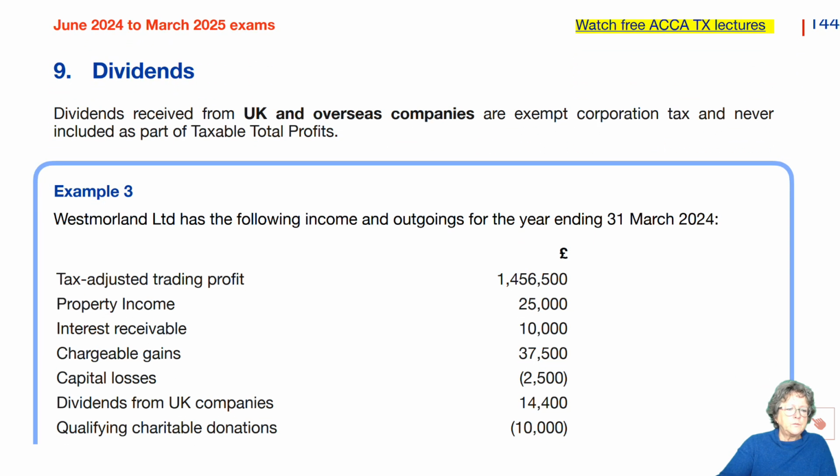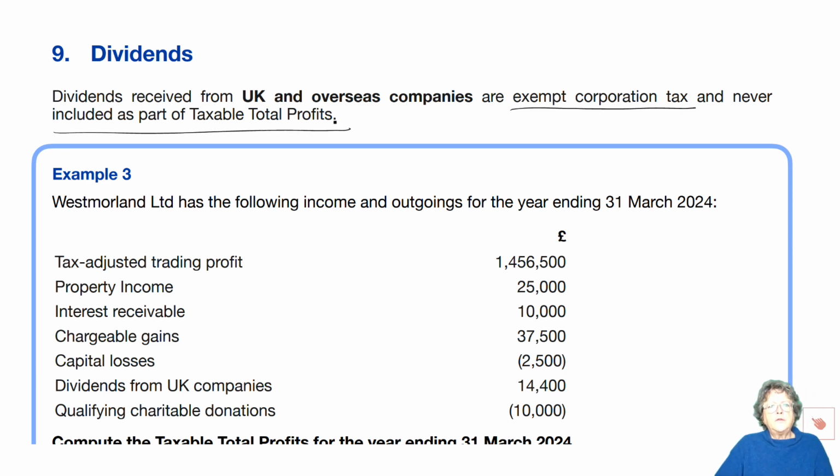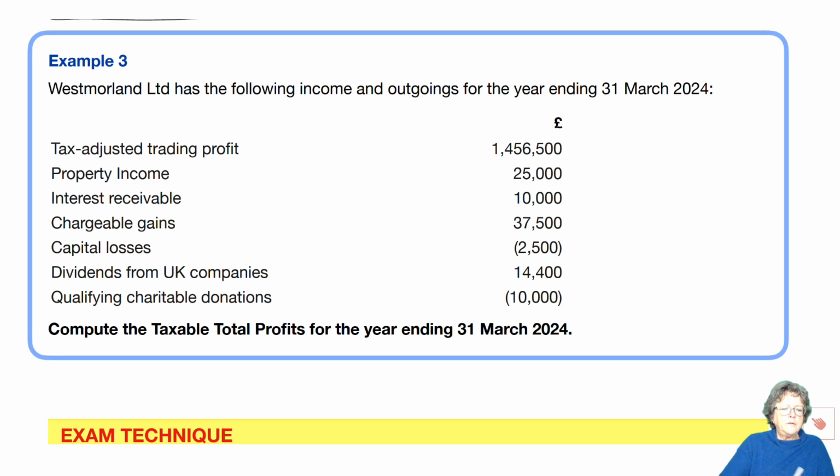Dividends. Dividends from UK and overseas companies are exempt from corporation tax and never included in TTP. We only use dividends to calculate augmented profits. They are not taxable.